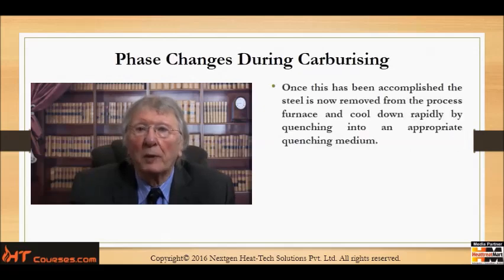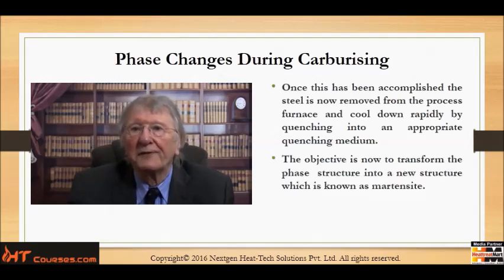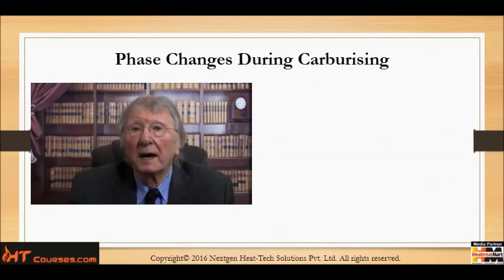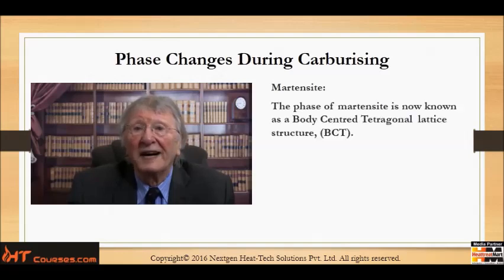Once this has been accomplished, the steel is now removed from the process furnace and cooled down rapidly by quenching it into an appropriate quenching medium. The objective is now to transform the phase structure into a new structure which is known as martensite. The structure of the new phases of martensite is shown in the next slide. Martensite. The phase of martensite is now known as body-centered tetragonal lattice structure, or BCT.